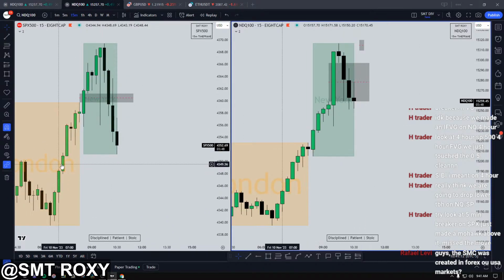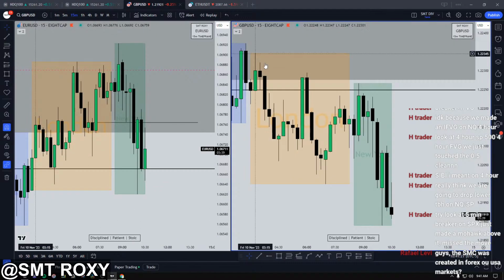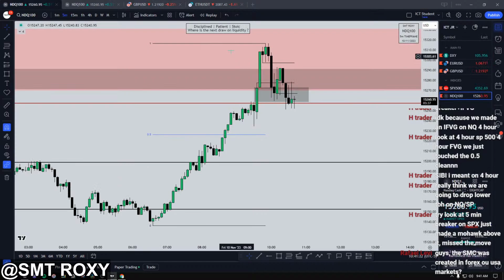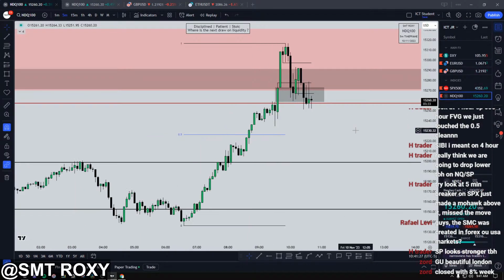SPX continuing to drop. Continue to make all these BISIs, make them inverse, revisit them and then just continue dropping. Having that sell program intact. Yeah, Euro's still going up while GU is dropping. Clear lower time frame SMT.